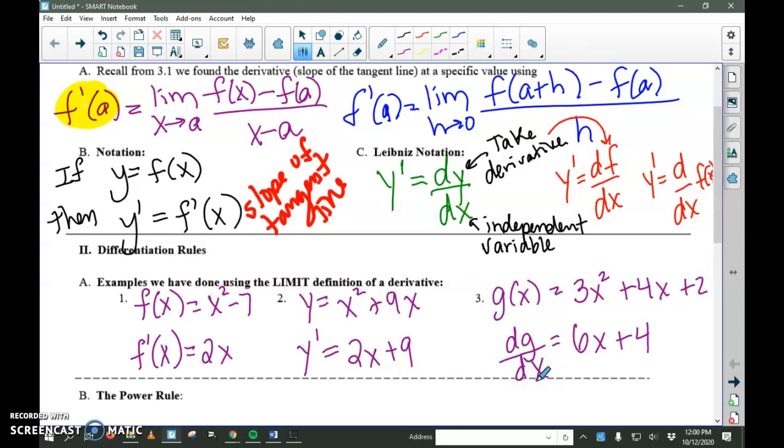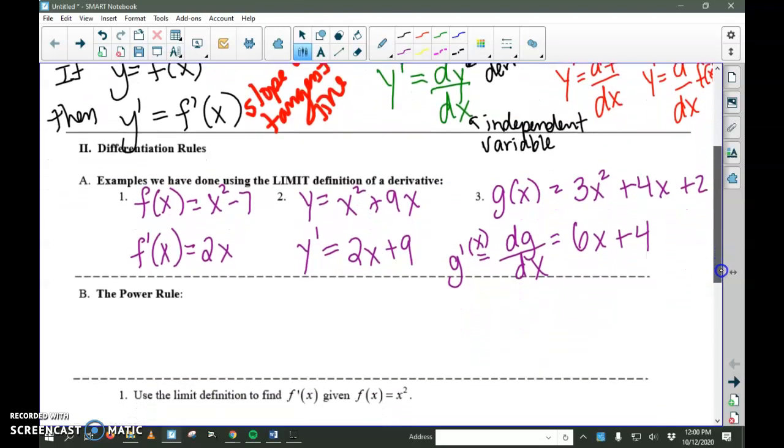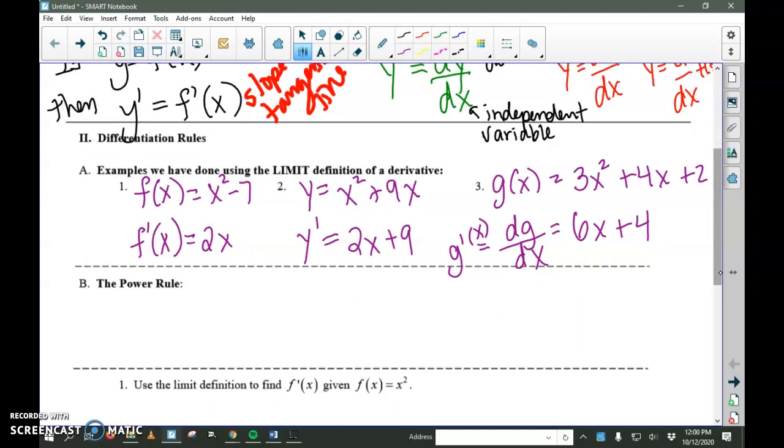I'm going to take the derivative of the g function, x is the independent variable. If you want, you can say this is the same as writing g prime, just to get yourself comfortable with that notation. And if we were in class together at this point, I would say, what do you notice as I move from the f function to f prime? Or what do you notice as I move from y to y prime? Or from g of x to dg dx?